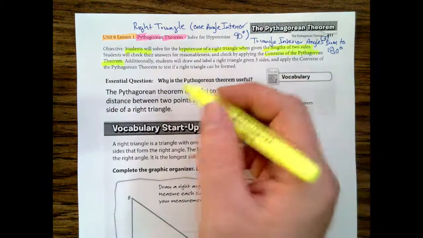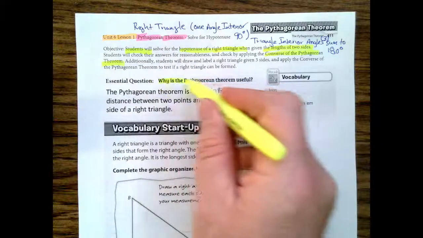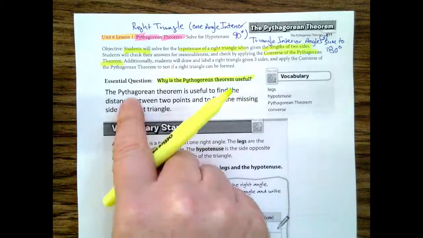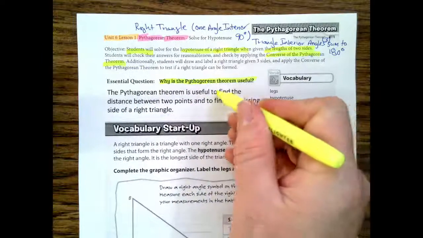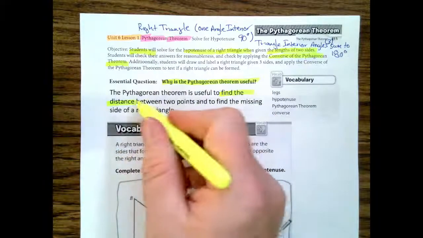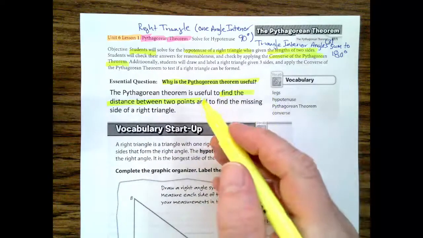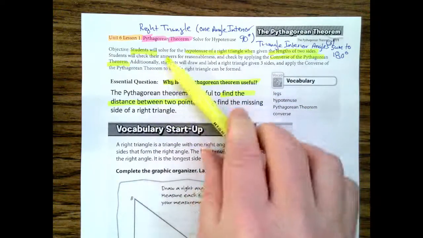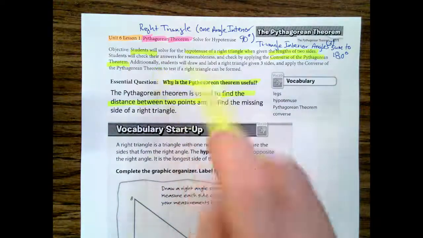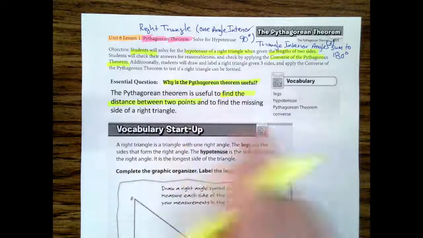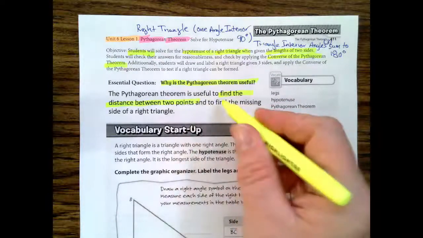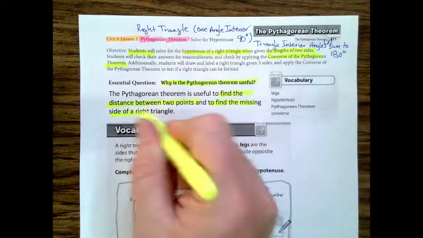Okay. And why is it important? Why is the Pythagorean theorem useful? It's useful for a couple of reasons. It's useful if we want to find the diagonal distance between 2 points on a grid. Once we are diagonal instead of vertical or horizontal, we need a way to find the distance diagonally if we set up our grid with vertical and horizontal lines. And it's useful to find the missing side of a right triangle, so one of the 3 sides.